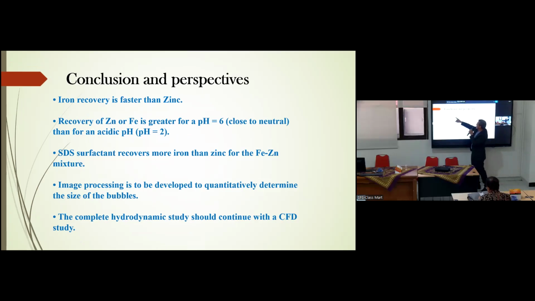And the recovery of zinc or iron is greater for pH 6 compared to pH 2. So the pH is very important for flotation, close to the neutral rather than an acidic pH. And the surfactant recovers more iron than zinc for the mixture before 30 minutes. For the perspective, the image processing to be developed to quantitatively determine the size of the bubbles is important for us. And the complete hydrodynamic study should be continued with CFD study with simulation.